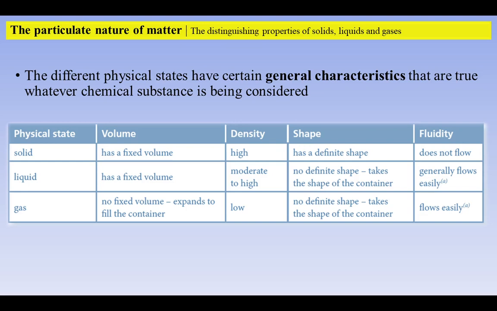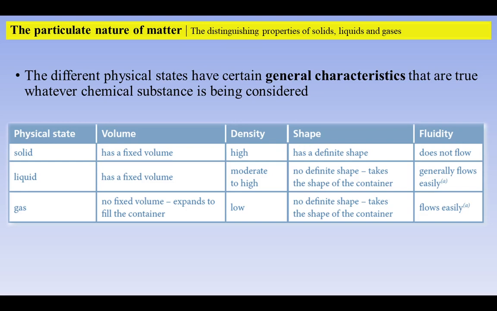Okay, now for the physical state liquid, liquids have a fixed volume. The density is moderate to high, and the shape, they have no definite shape, which means that they can take the shape of the container. For example, if we put water in a glass, it will take the shape of the glass, and if we put it in a bottle, it will take the shape of the bottle. They have no definite shape, and they are fluid, which means that they generally flow easily.